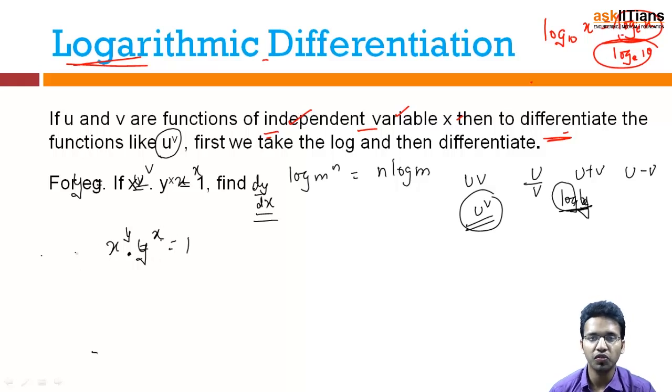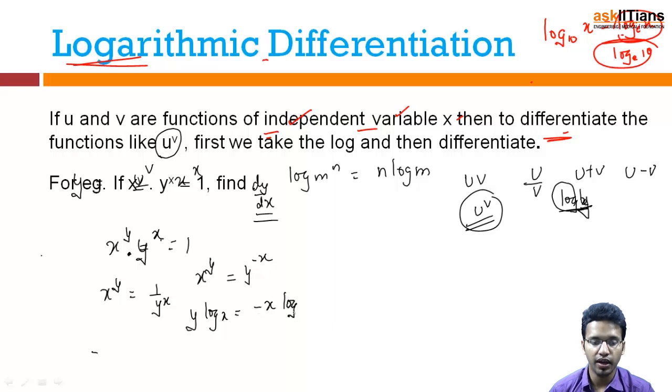So what we can do, either we can start with log, or x raised to power y is equal to 1 upon y raised to power x. This I can write as x raised to power y is equal to y raised to power minus x. Now if I take log on both sides, what I'll get, y log x is equal to minus x log y. Now this makes my work quite easier.